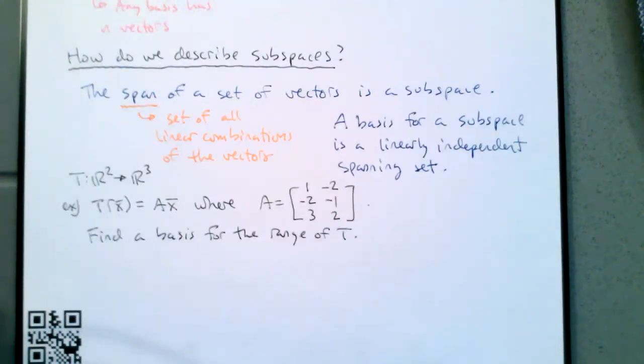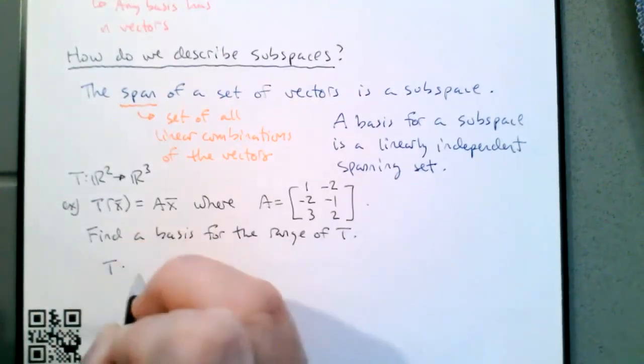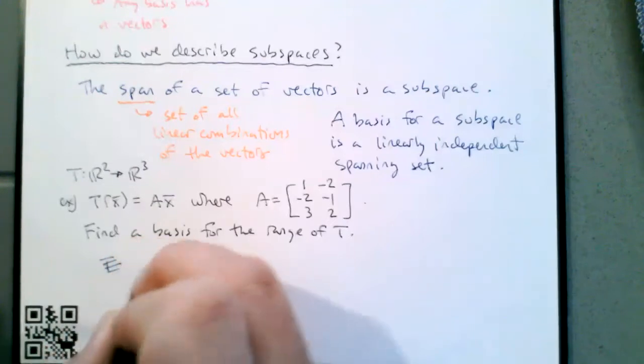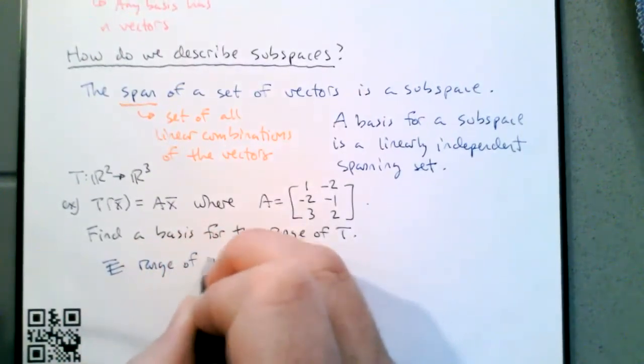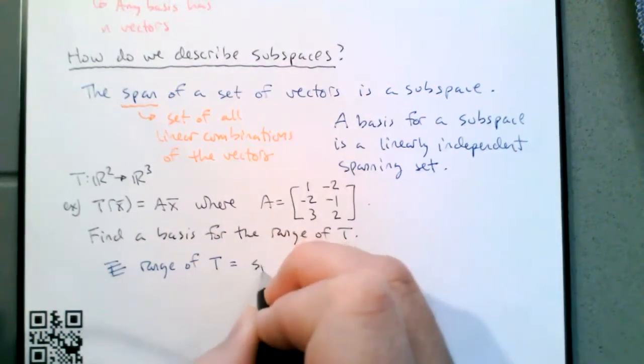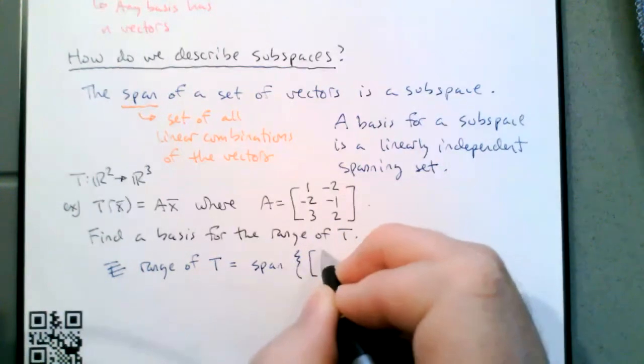Since we have the matrix of the transformation, we could say that the range of T is going to be the span of the set of vectors that are the columns of A.